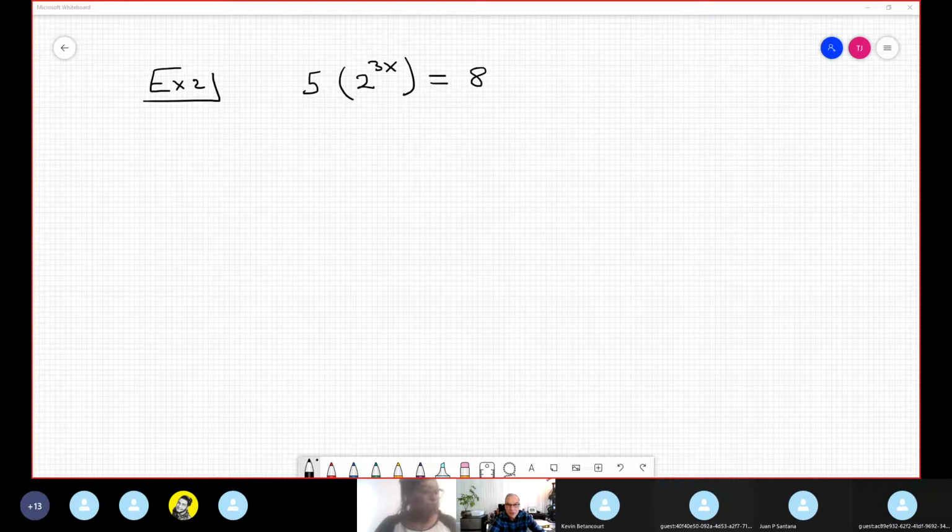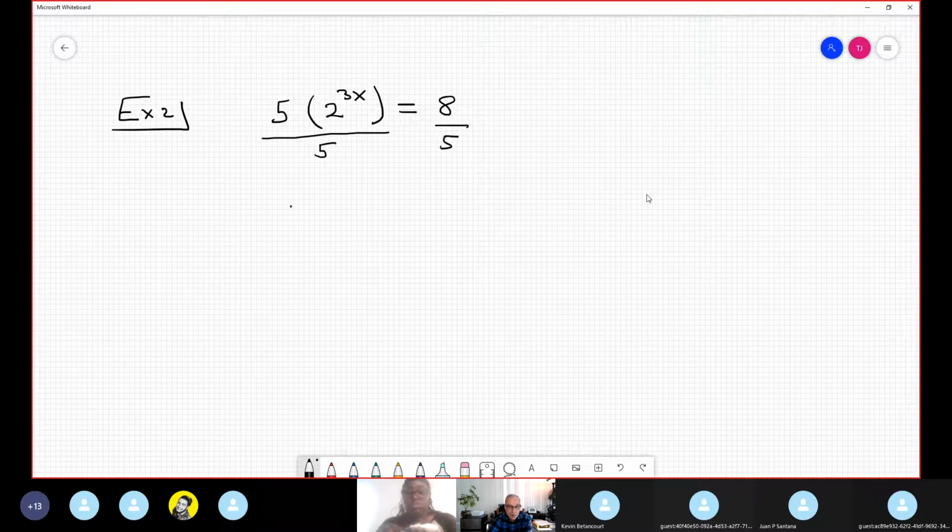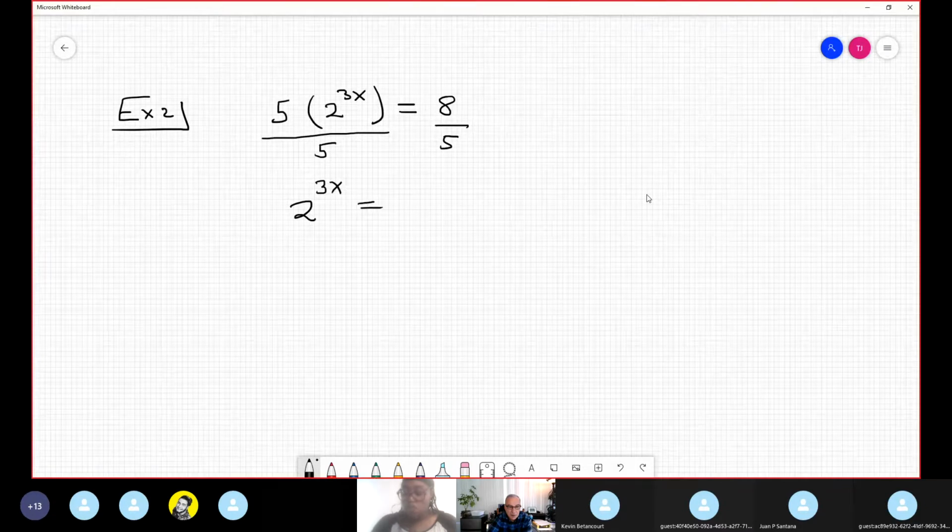Mute. Okay. Ready. Okay. In this case, another exponential equation. We need to use logarithms, mandatory, because it's impossible to do it in another way. So now the first step is to isolate the exponential part. Divide by 5 both sides. We have 2 exponent 3x equal 8 over 5.